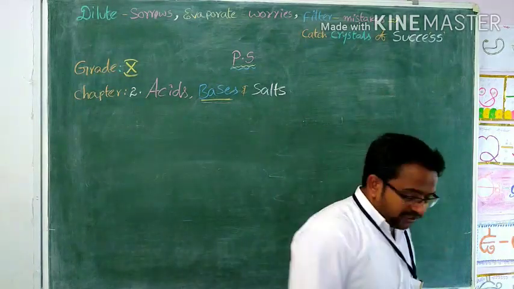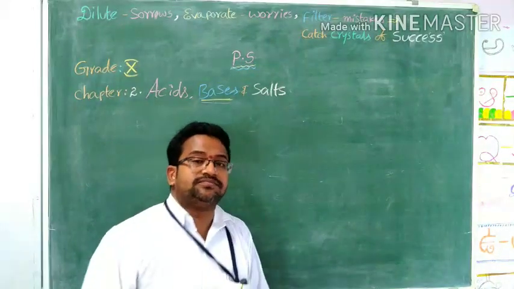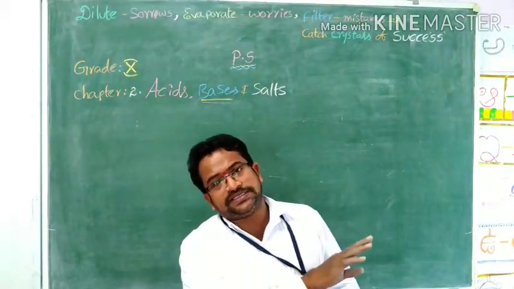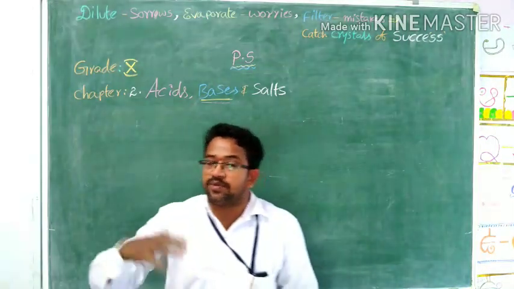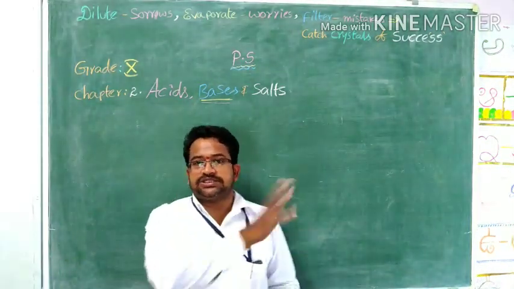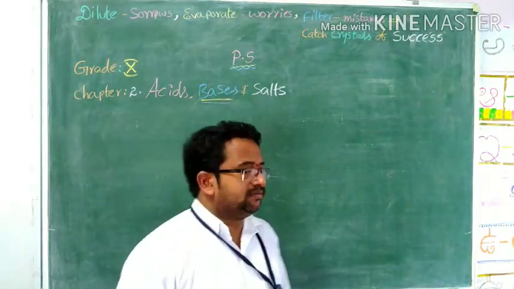For example, I am going to take ammonium hydroxide and HCl. Ammonium hydroxide, HCl. What type of salt? Acidic. Very good. Because ammonium hydroxide is weak and HCl is strong. So the salt which is formed should be acidic.